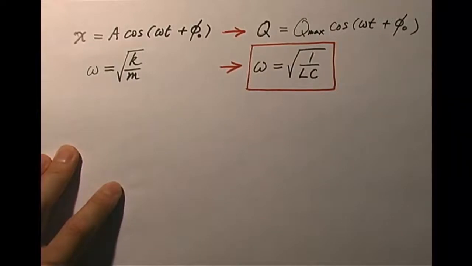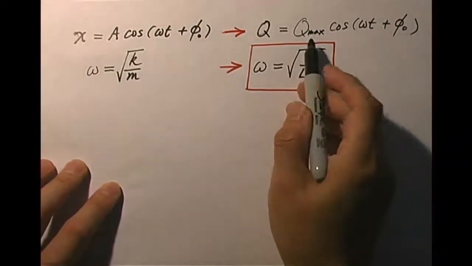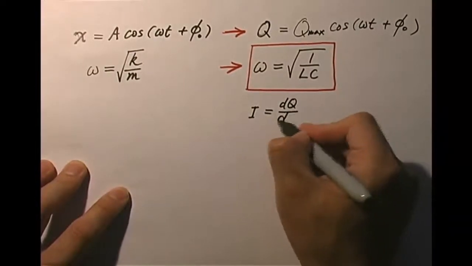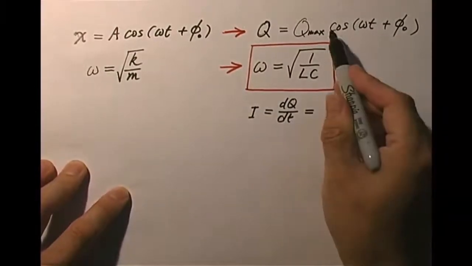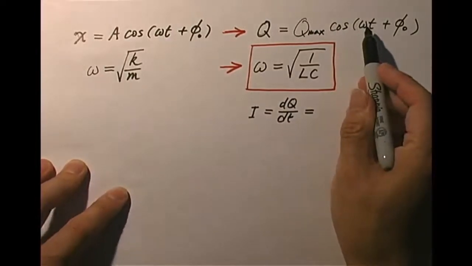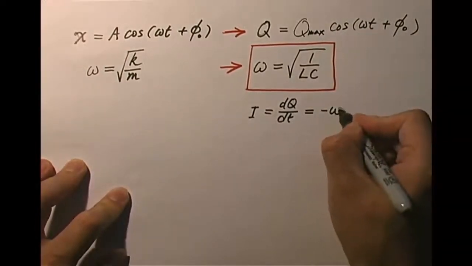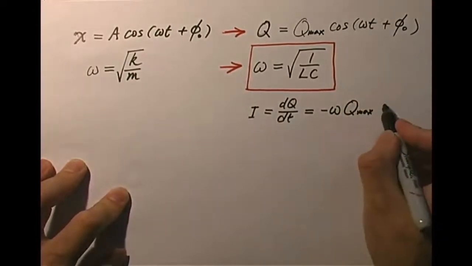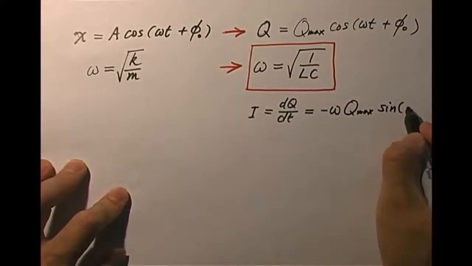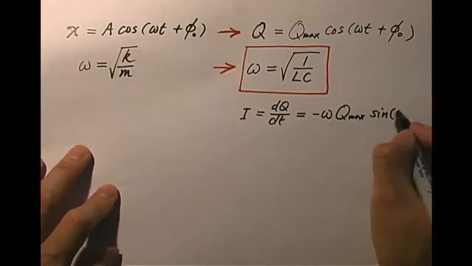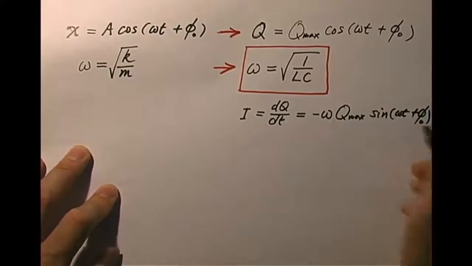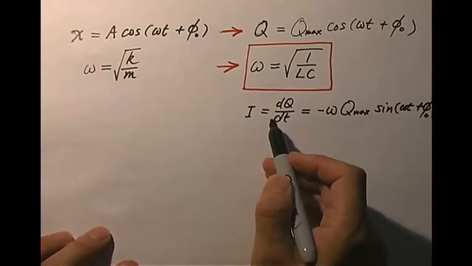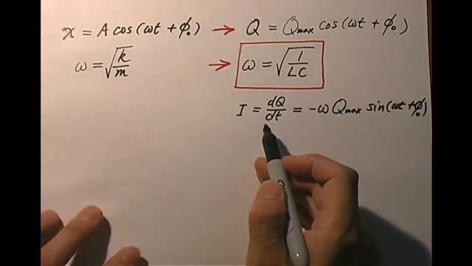I want to find the total energy of the system given Q. Actually, given Q, you know what I is, right? The current I is dQ/dt. We all know what that is. You do that, you find it is equal to negative omega Q max, and then instead of cosine, you have sine. Sine of omega t plus phi naught. Given Q and I, can I find the electrical energy and the magnetic energy of the system? Of course I can.